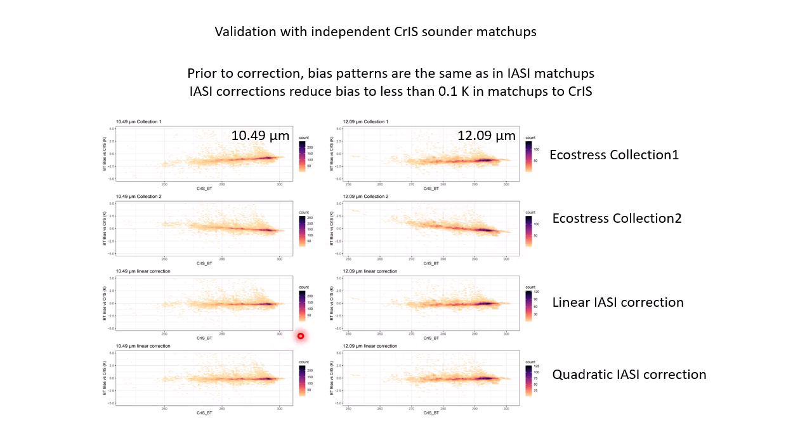Once we've done our correction based on IASI measurements, the CrIS biases are essentially 0, and the temperature dependence is essentially 0. And the linear and quadratic corrections have approximately the same effect.